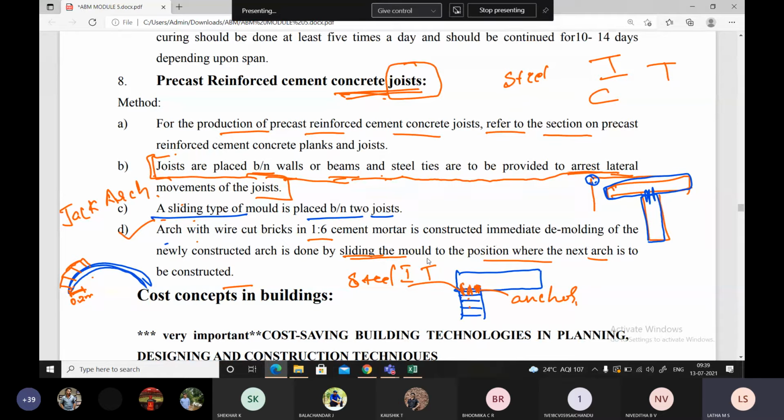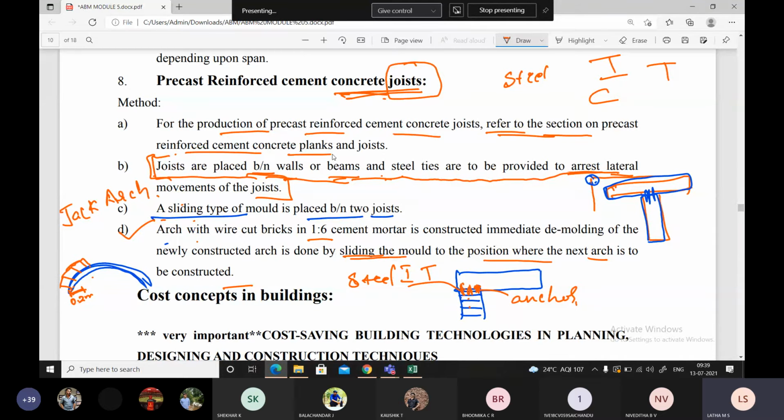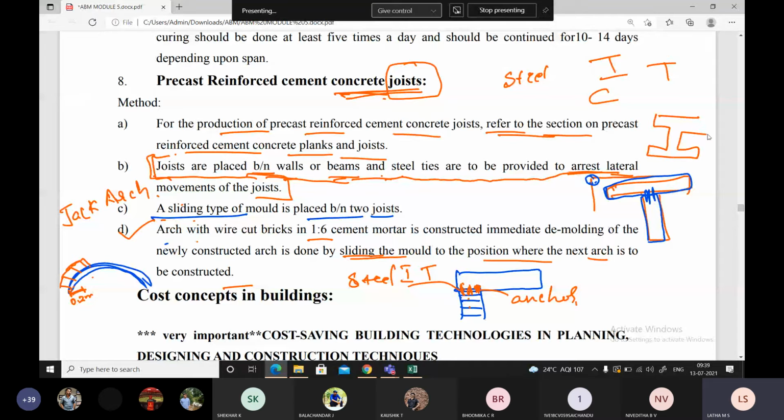Okay. For the section reference, refer to the section on the precast reinforced concrete planks and joists. In the planks and joists, we will be defining the section. What should be the section of it, what the plank dimension is, what the thickness is, what the height is, and all that. We'll be defining the precast reinforced concrete planks. In the planks, we'll be defining the section.